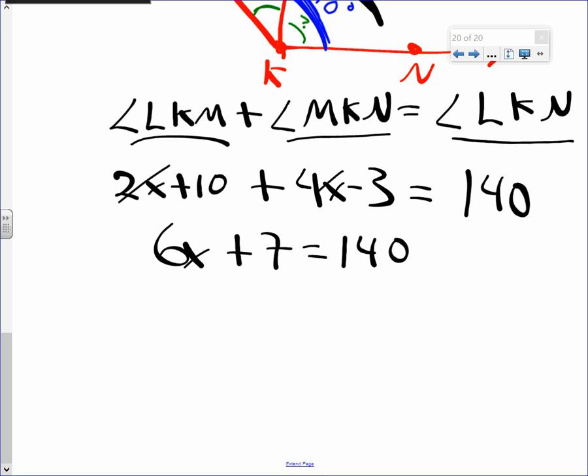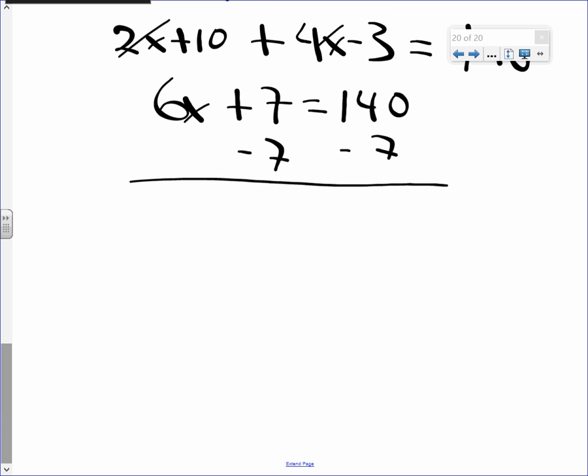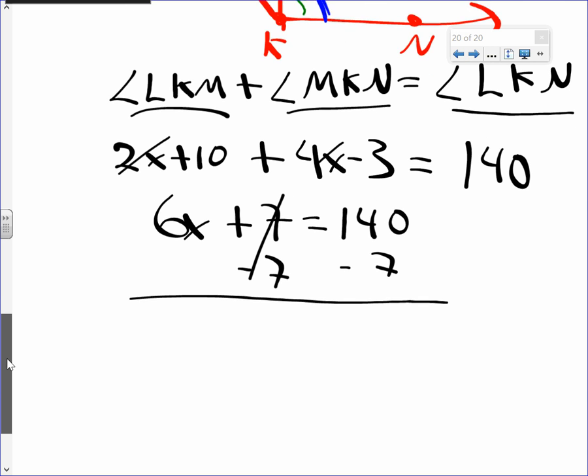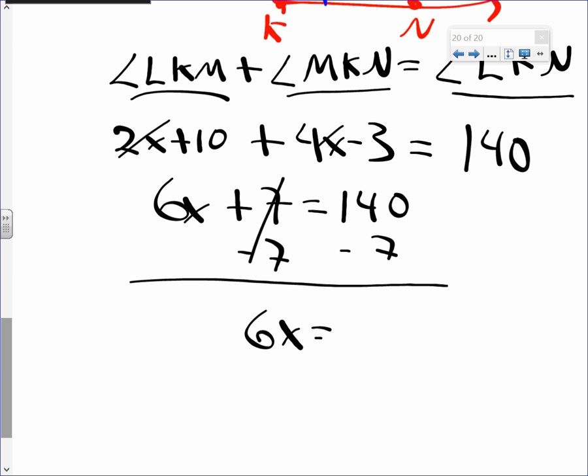Careful. Add, subtract, multiply, divide. Right, it's the opposite of adding. So let's subtract. You guys are with me. This is why you took Math 1 before now. You can get x by itself. You guys know how to do this. Let's do it. So 6x.